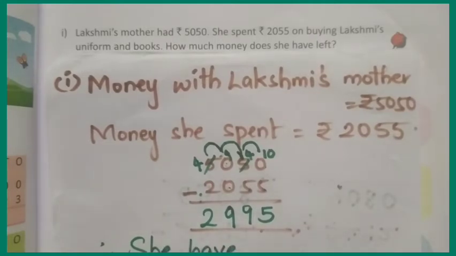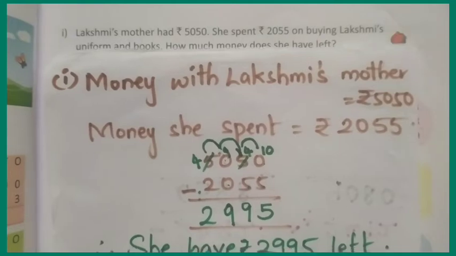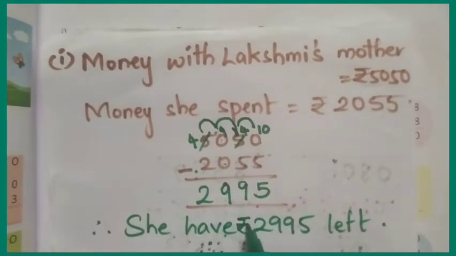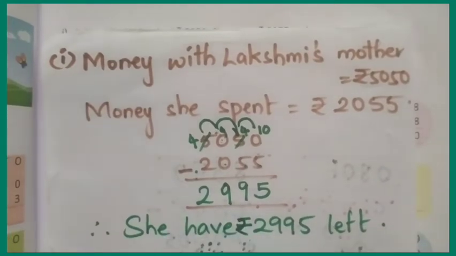Therefore she has 2995 amount left with her. This is the rupee symbol. This is I answer.